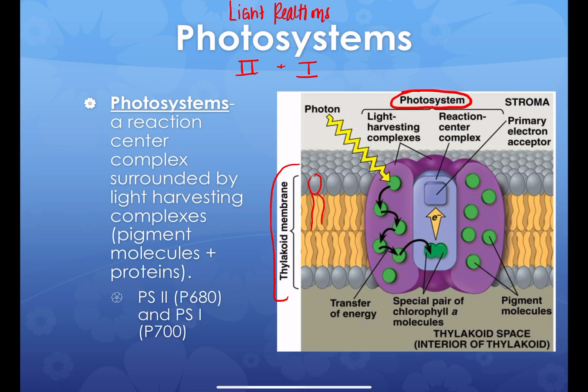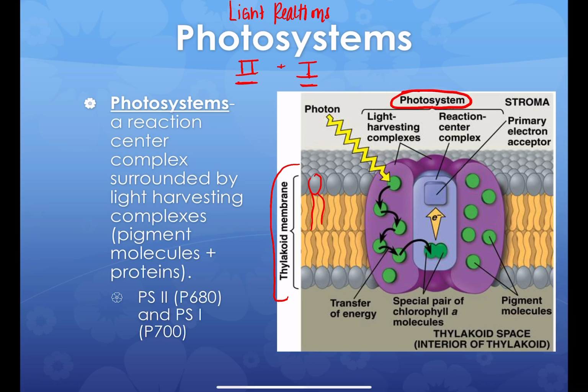Well, photosystem 2, though it happens first, was only discovered later. Photosystem 1, though it happens second, was discovered first, okay? And so they're numbered in order of their discovery, not in order of the way that they occur, the order in which they occur.